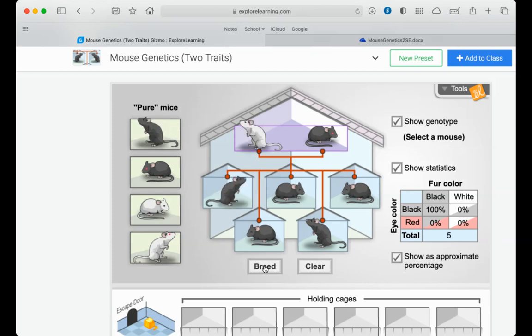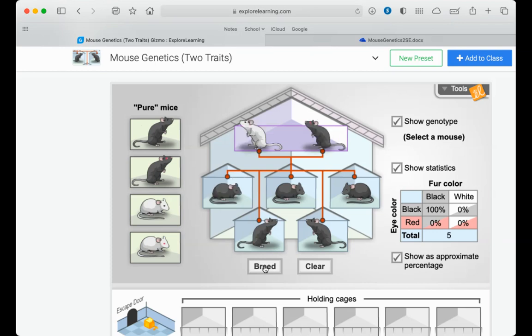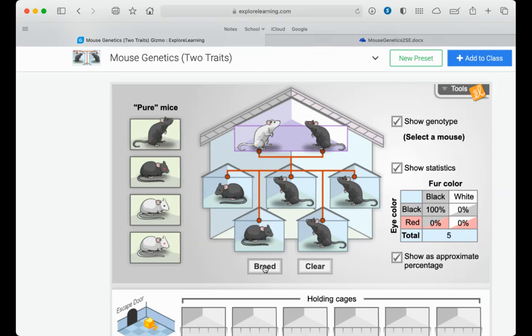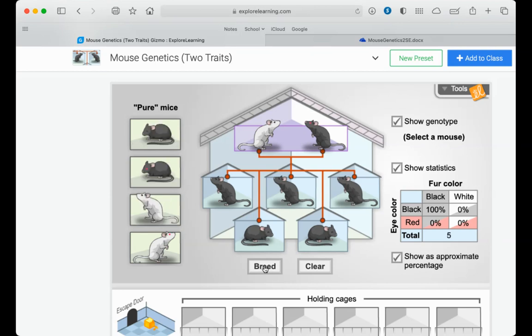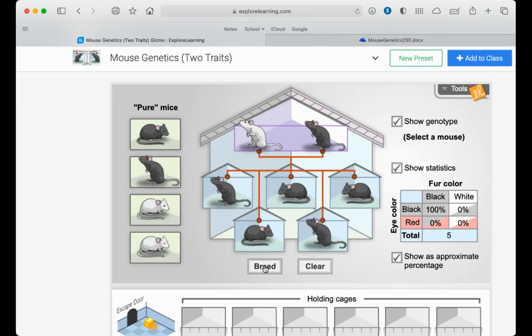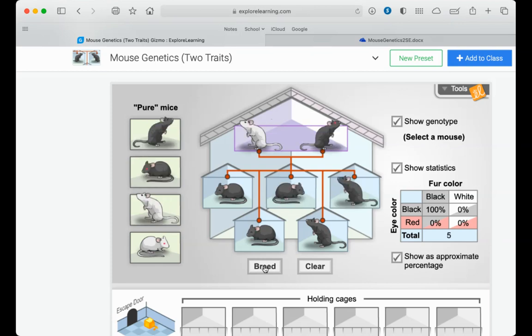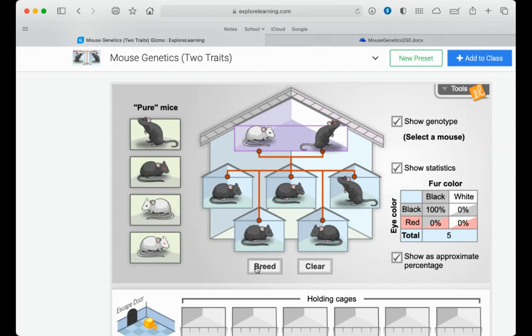So let's answer some questions. Number 1, what must be true to have offspring with black fur? Number 2, what must be true to have offspring with white fur? Number 3, what must be true to have offspring with black eyes? Number 4, what must be true to have offspring with red eyes? All right, now I'm going to click clear.